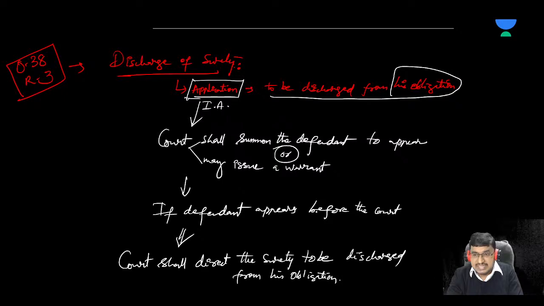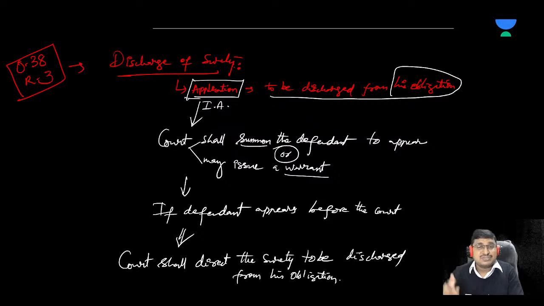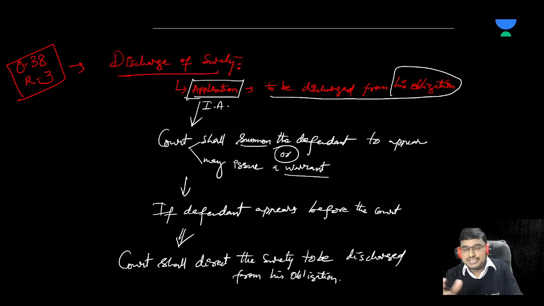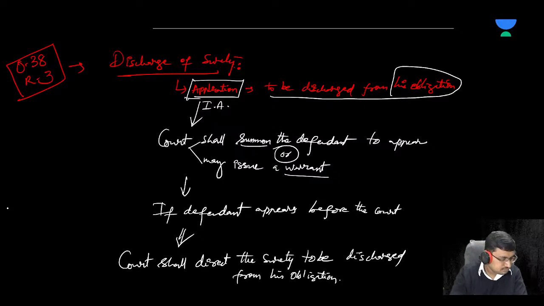If the defendant appears before the court in pursuance of this summons or this warrant, or the defendant voluntarily surrenders before the honorable court, then the court shall direct the surety to be discharged from his obligation. Then the defendant steps into the shoes of the surety. Therefore, he has to seek a fresh surety in order to avoid such an order of warrant for his arrest before judgment, friends. This is about Order 38 Rule 3. I think you got the point.